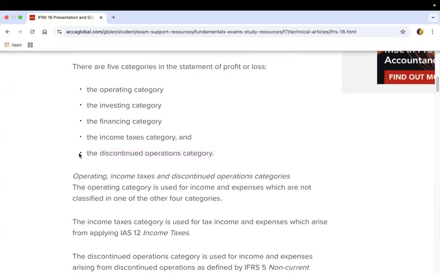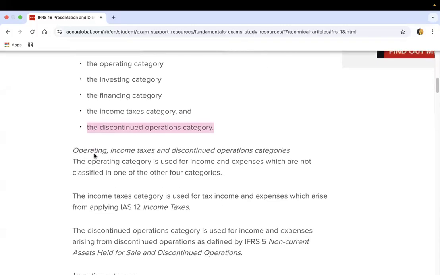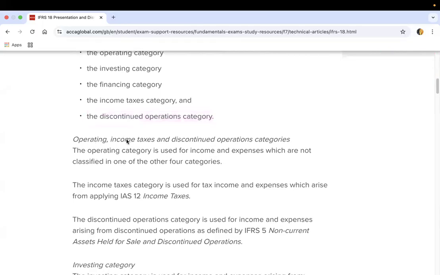So earlier, what did we do? We had it as a separate component, right? When we studied IFRS 5, we just took it as a single line item and then we did the workings. But now there is a different category for discontinued operations alone. Understood?